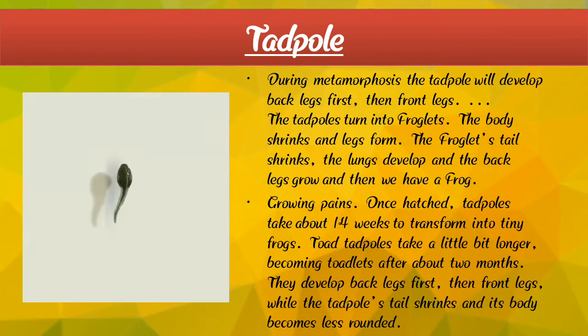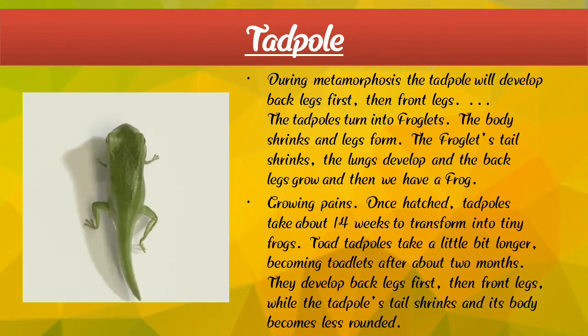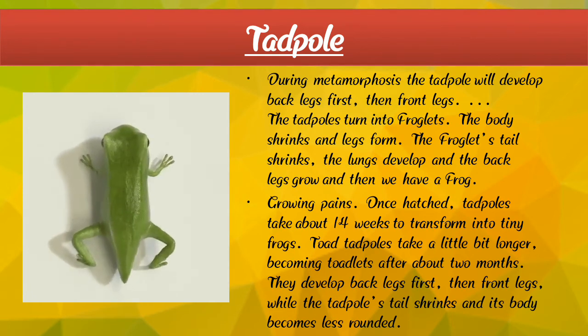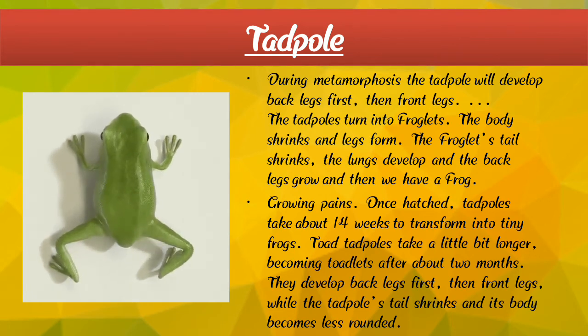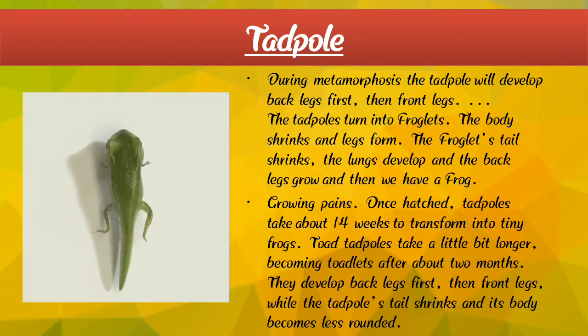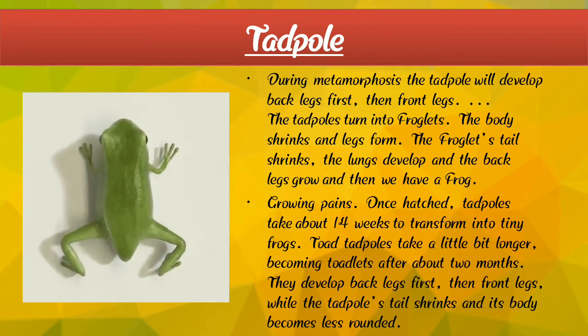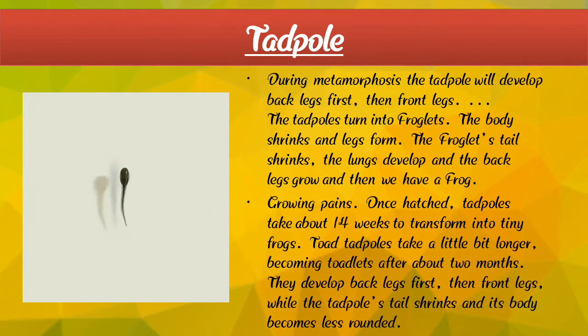So a tadpole goes through metamorphosis, and the tadpole develops back legs first, and then front legs, and the body shrinks and the tail shrinks, and lungs develop, and the back legs grow, and then we have a frog.